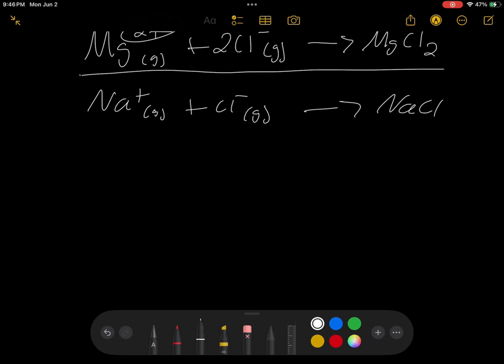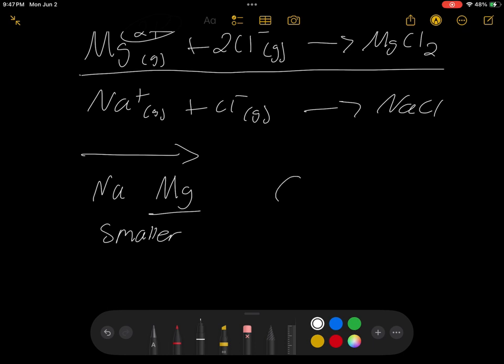The other thing to note is look at this, right? On the periodic table, magnesium sits to the right of sodium. And what does that mean? Well, we know that as you go across a period, you have smaller atomic radius, right? Because you have greater nuclear charge, which decreases the distance of that valence shell from the nucleus, right? So, what does that mean? Not only does this magnesium have less electrons, but that positive charge is confined within a smaller space than sodium.